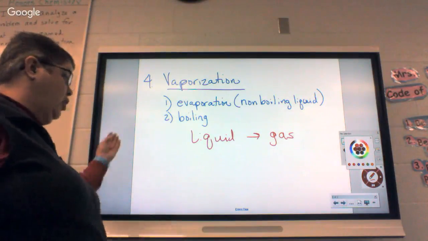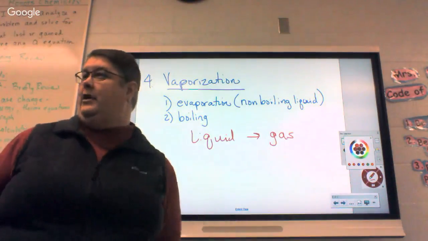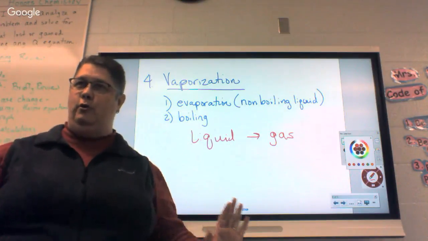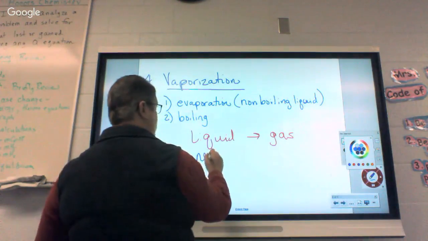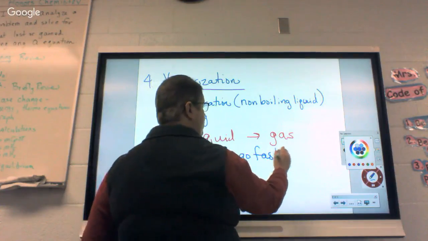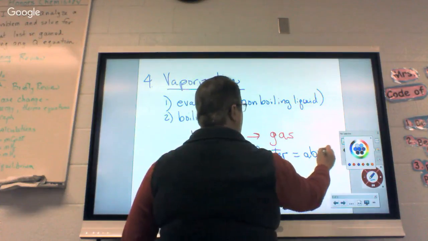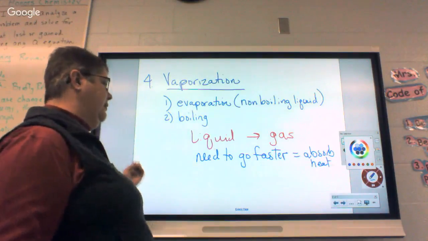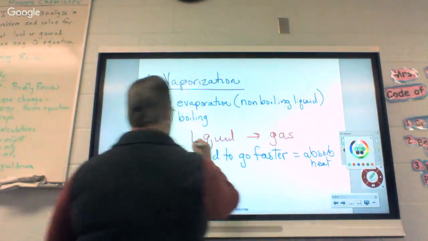Now, we absorb or release heat. What do we have to do to make a liquid change to a gas? Do we need the molecules to move faster, or do we need them to slow down? Faster. Need them to move faster. So, if we need them to go faster, do we need them to absorb the heat, or do we need them to release the heat? We need them to absorb. So, if we need them to absorb the heat, do we add it to the liquid side, or do we add it to the gas side? We add it to the liquid side.